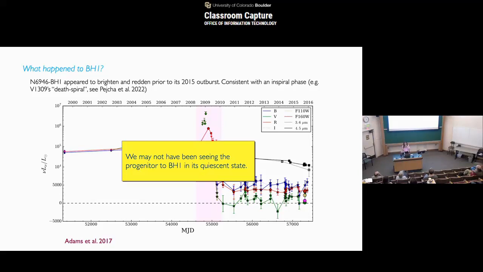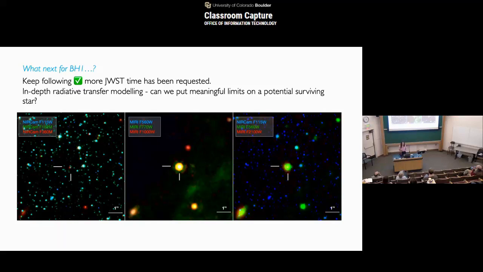We just don't know. So where to go with that? We just have to keep following. We've asked for more JWST time. We could also do some in-depth radiative transfer modeling to put meaningful limits on any potential surviving star. A lot of radiative transfer codes are 1D, but there are 2D and 3D codes available that we could look at. So I guess the moral of the story for BH1 is don't name stuff until you know for sure what it is. But hopefully we will get more time with JWST to go back and keep monitoring the star and see how the source changes.